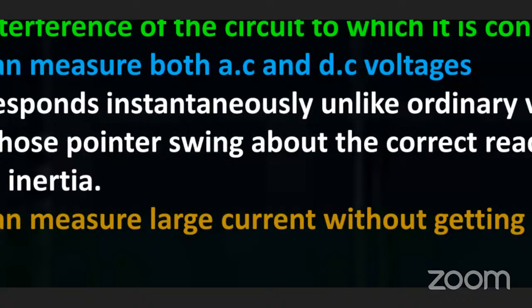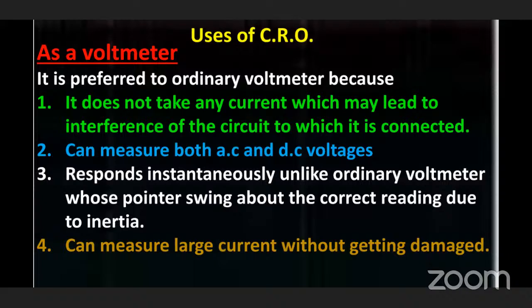So this one can measure large current. You can just say it can measure large voltages, because in this case you are talking about the voltmeter. Since we know that a voltmeter is normally used to measure voltages, in this case it can measure large voltage. So I think this one was actually a typing problem. Then it measures both AC and DC. A voltmeter can actually not do that.